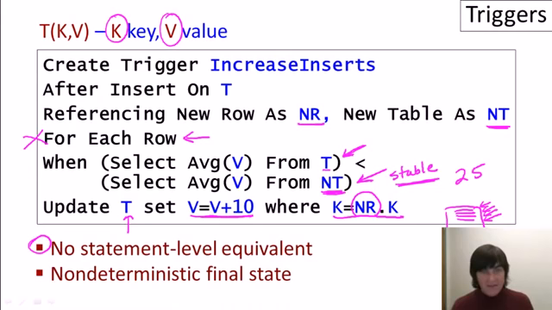The second thing that this trigger shows is the potential to have a non-deterministic final state, because we're going to, again, increase the value of the inserted tuples until the average exceeds a certain threshold, and then we'll stop increasing those values. So the subset of tuples whose values are increased is determined by the order in which the trigger processes the set of inserted tuples. Okay, so this trigger is really, really complicated.